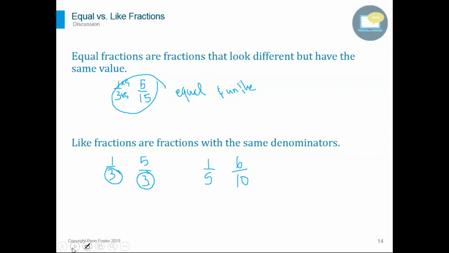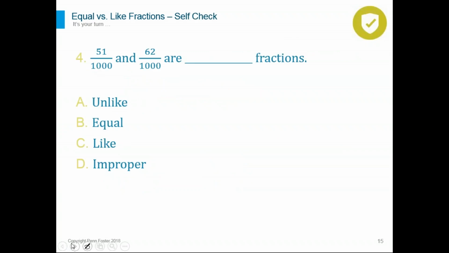Okay, let's go to a self-check. Very simple. 51 over 1,000 and 62 over 1,000 are what fractions? Are they unlike? Are they equal? Are they like fractions or improper fractions? What do you think?